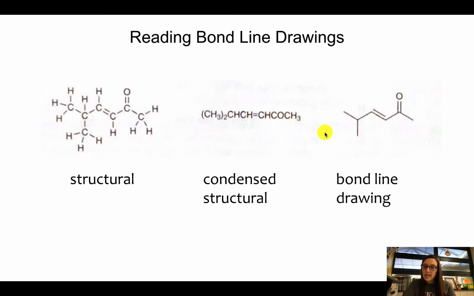And then the last type that we see is a bond line drawing. And a bond line drawing is actually very unique because it just shows the carbon skeleton. And so it's the quickest to draw and actually the easiest to read and best way to communicate. So we're going to take a look at how to read and draw these bond line drawings to make it easier for us as we look at organic chemistry.